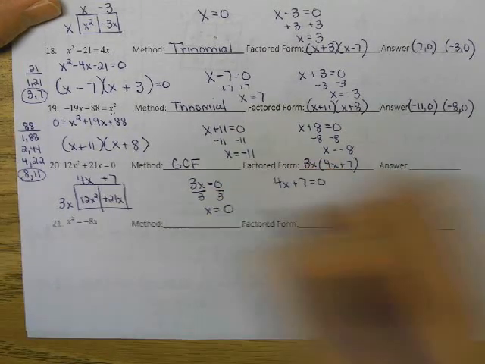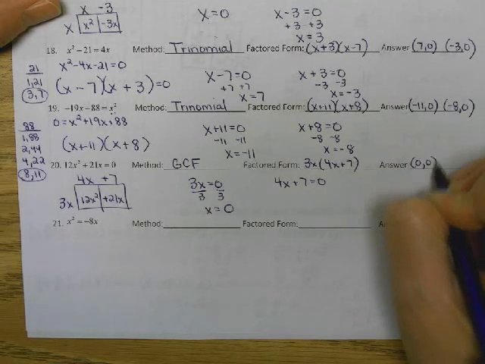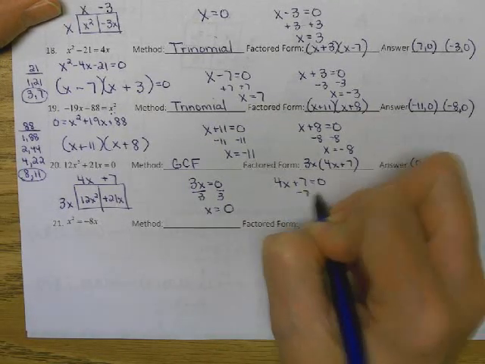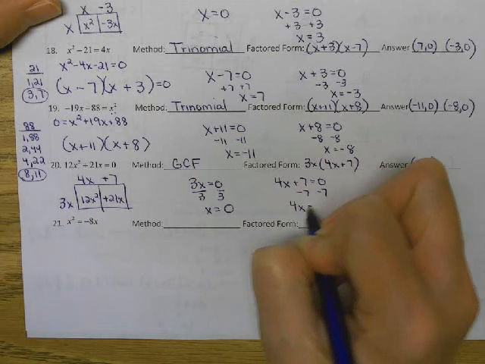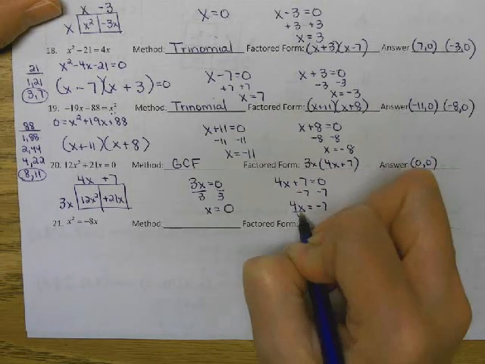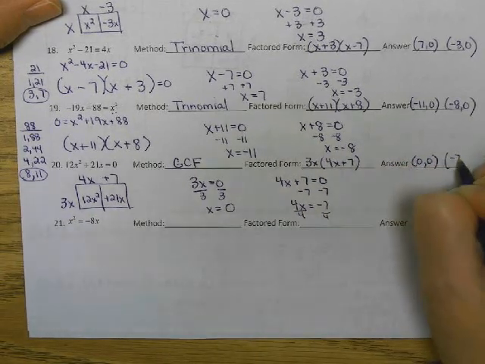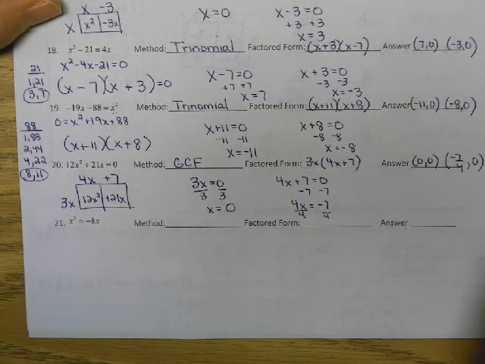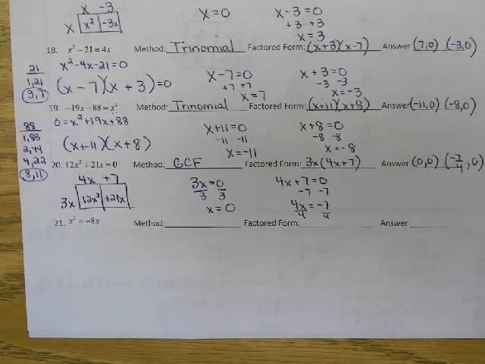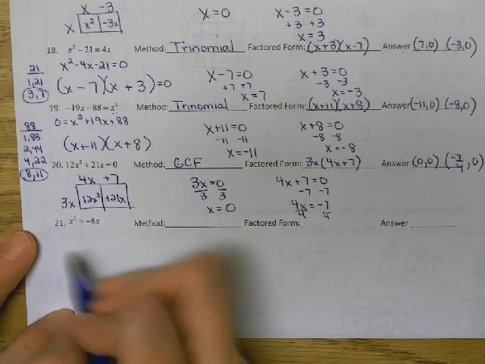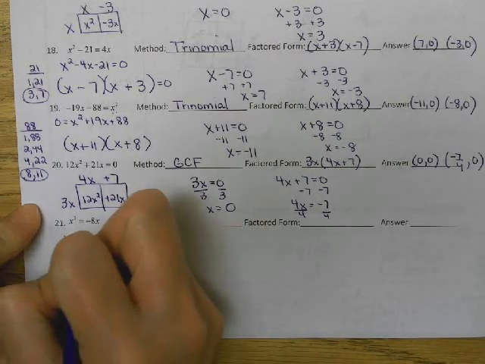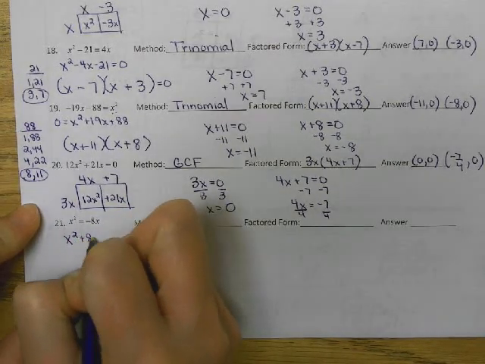So when I divide by 3, I just get 0. Over here, I'm going to subtract the 7. And then divide by 4. So I get negative 7 fourths. Okay. And last one like this, I need to get this negative 8x onto the other side. I'm going to go ahead and add it.